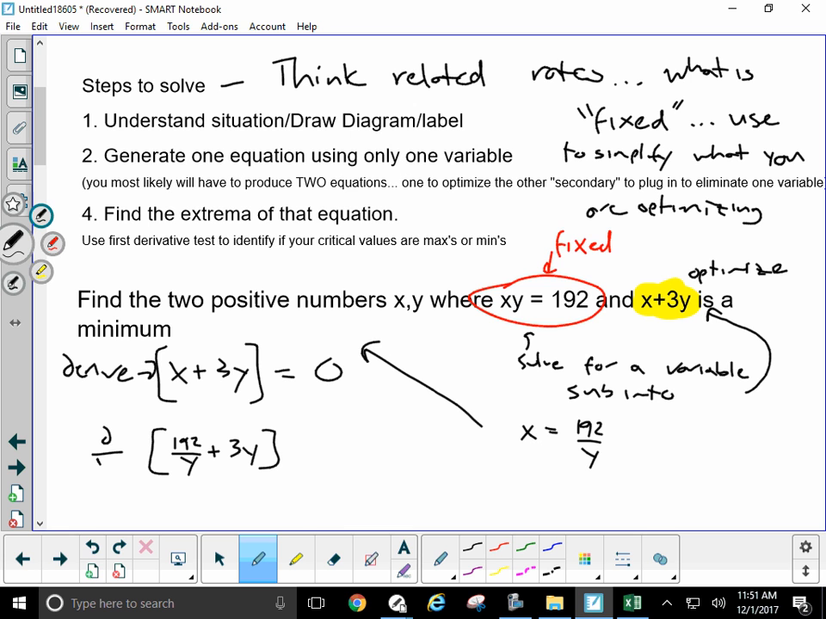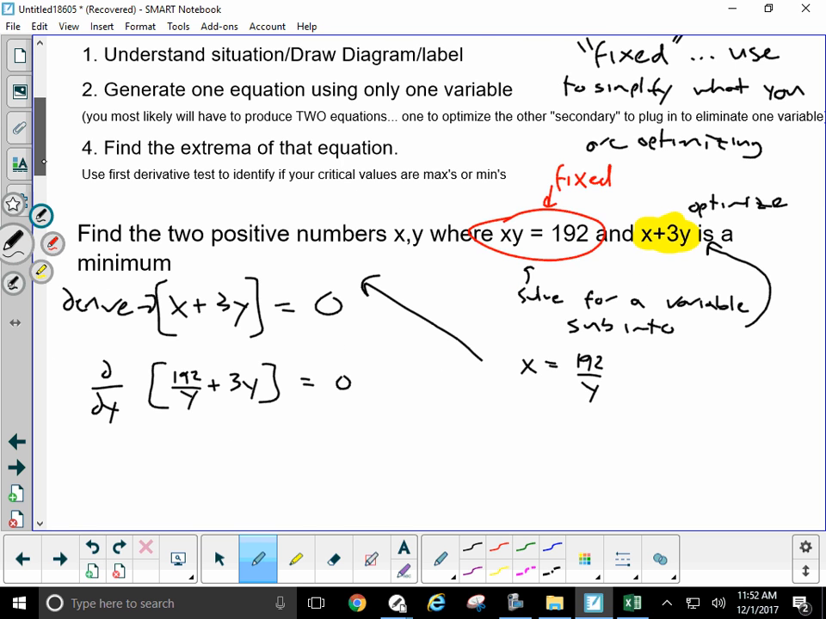I'm going to take the derivative of this with respect to whatever variable I have, in this case y. I'm going to just pretend they're all x's, kind of. That way I don't have to worry about any dy dx's or stuff like that. I'm just going to take the derivative and set it equal to 0.